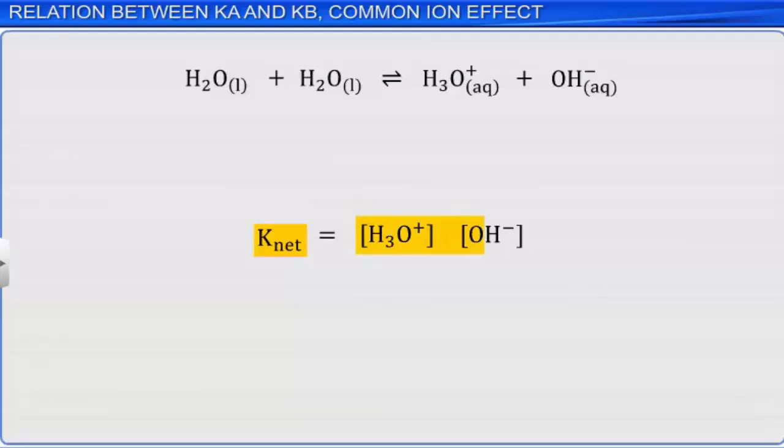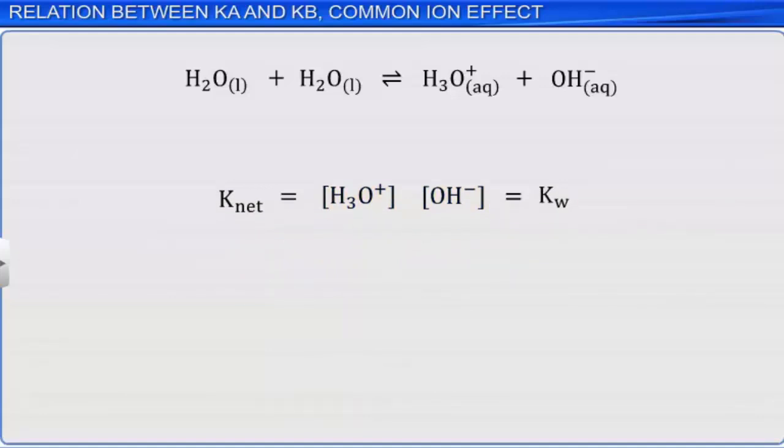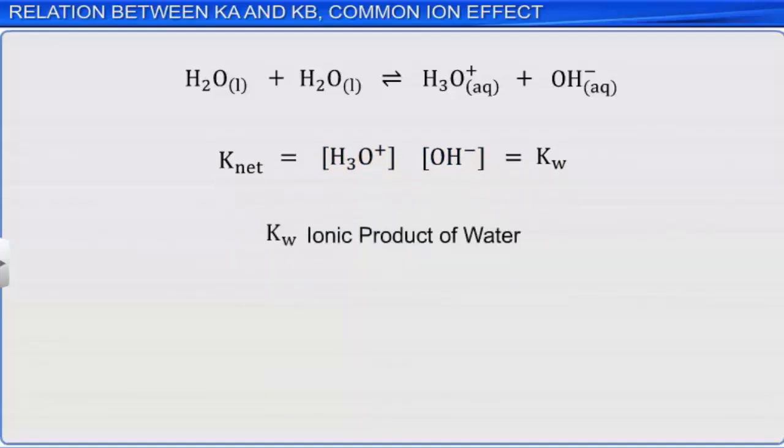Recall that the product of H3O plus and OH minus ions is equal to Kw, the ionic product of water. Thus, K net is equal to the product of concentrations of H3O plus and OH minus, which is equal to Kw, the ionic product of water.